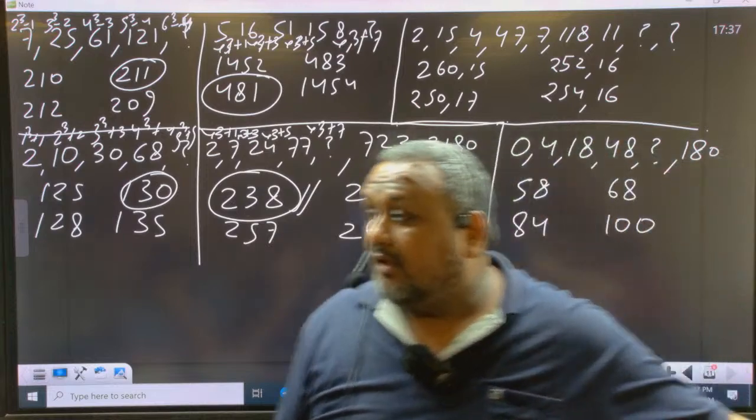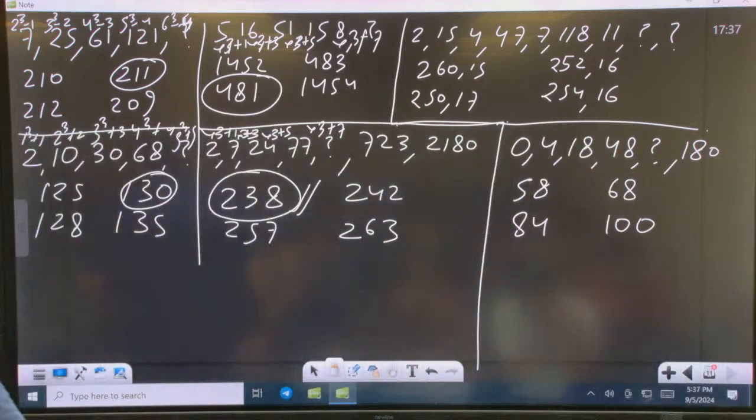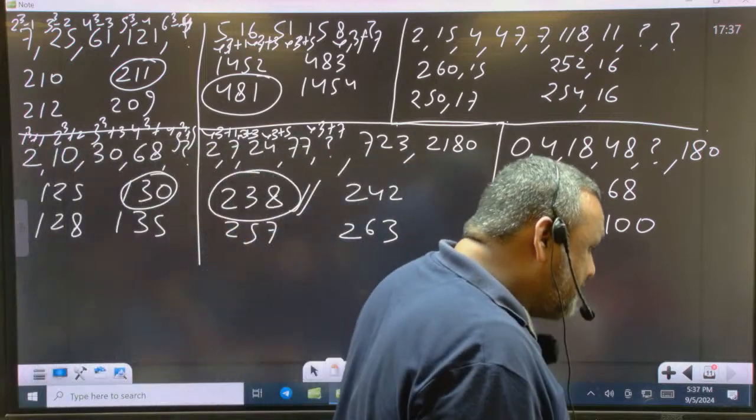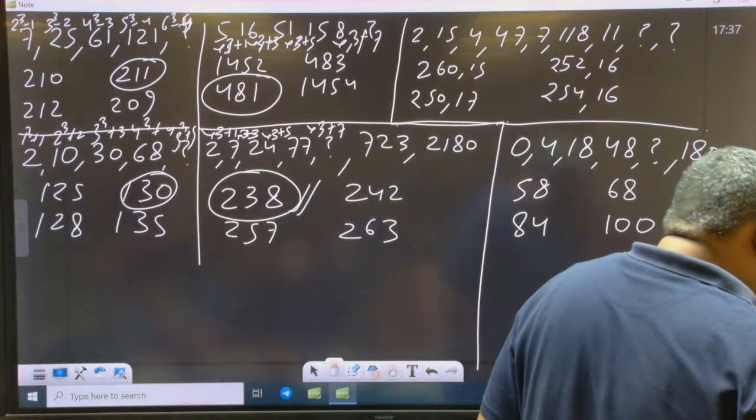Someone asked me, sir, are you from Chambal? Means I look like a bandit. No, son, I'm not from Chambal. I'm from Dangal.